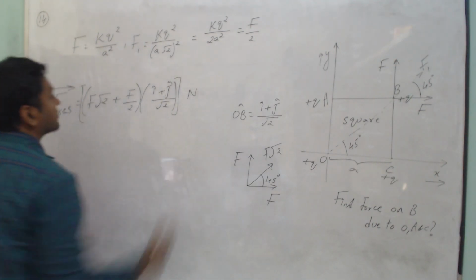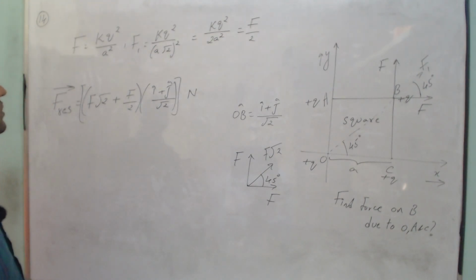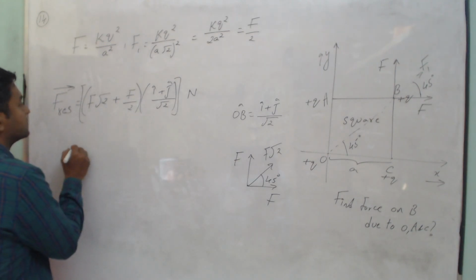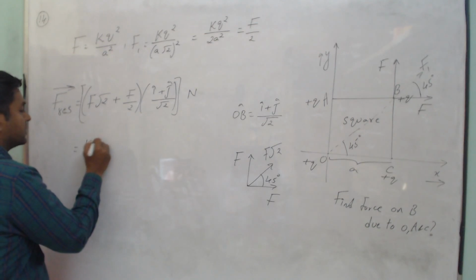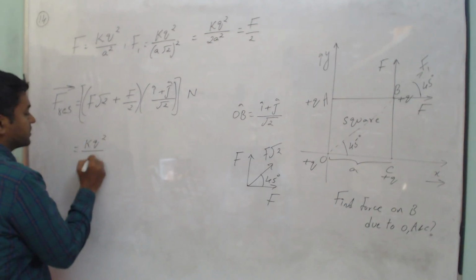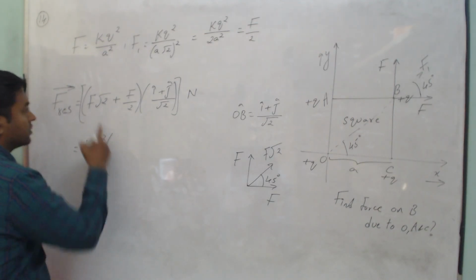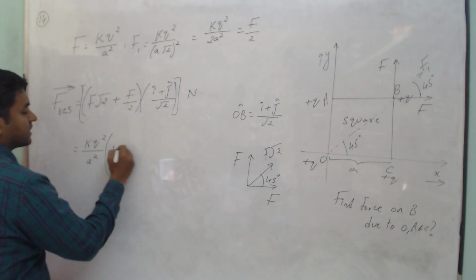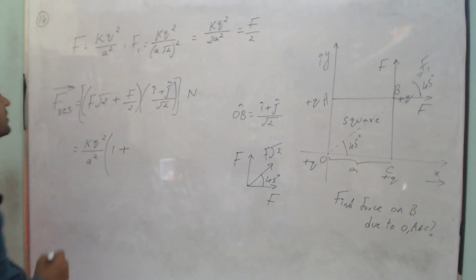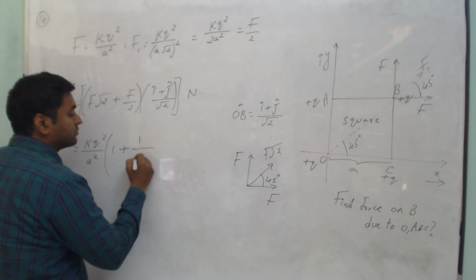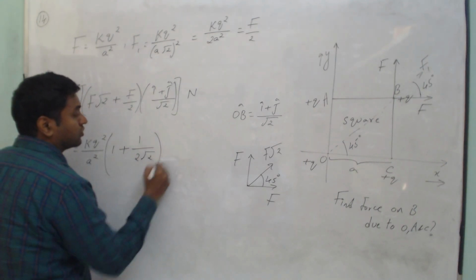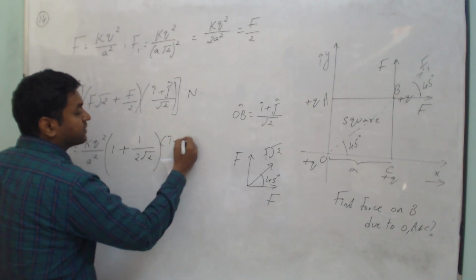Newton. Yes, sir. Okay, and F we know is kq square by a square, so I'll just write it down. So kq square by a square into root 2, and root 2 will get cancelled, it will become 1. This 2 into root 2 will become 1 by 2 root 2, and outside I have I cap plus j cap.